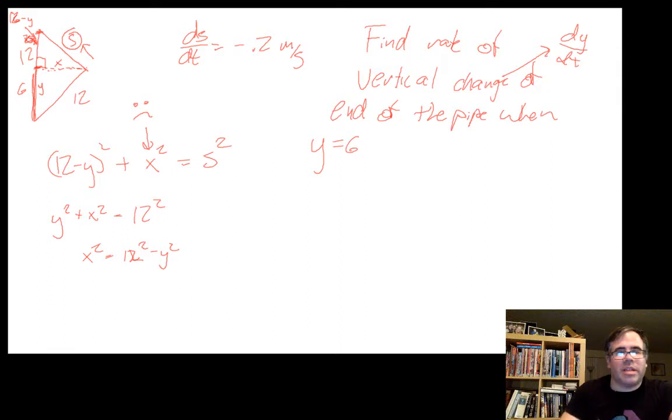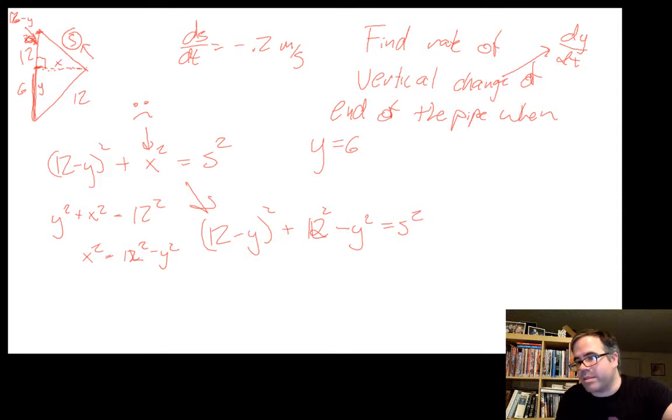So now that we have this other thing, we reset. Oh, this whole thing, when we substitute, becomes 12 minus y quantity squared plus 12 squared minus y squared equals s squared. And finally, we can get some actual resolution on here because we finally have something that we can just take a derivative of, because it's only two variables.